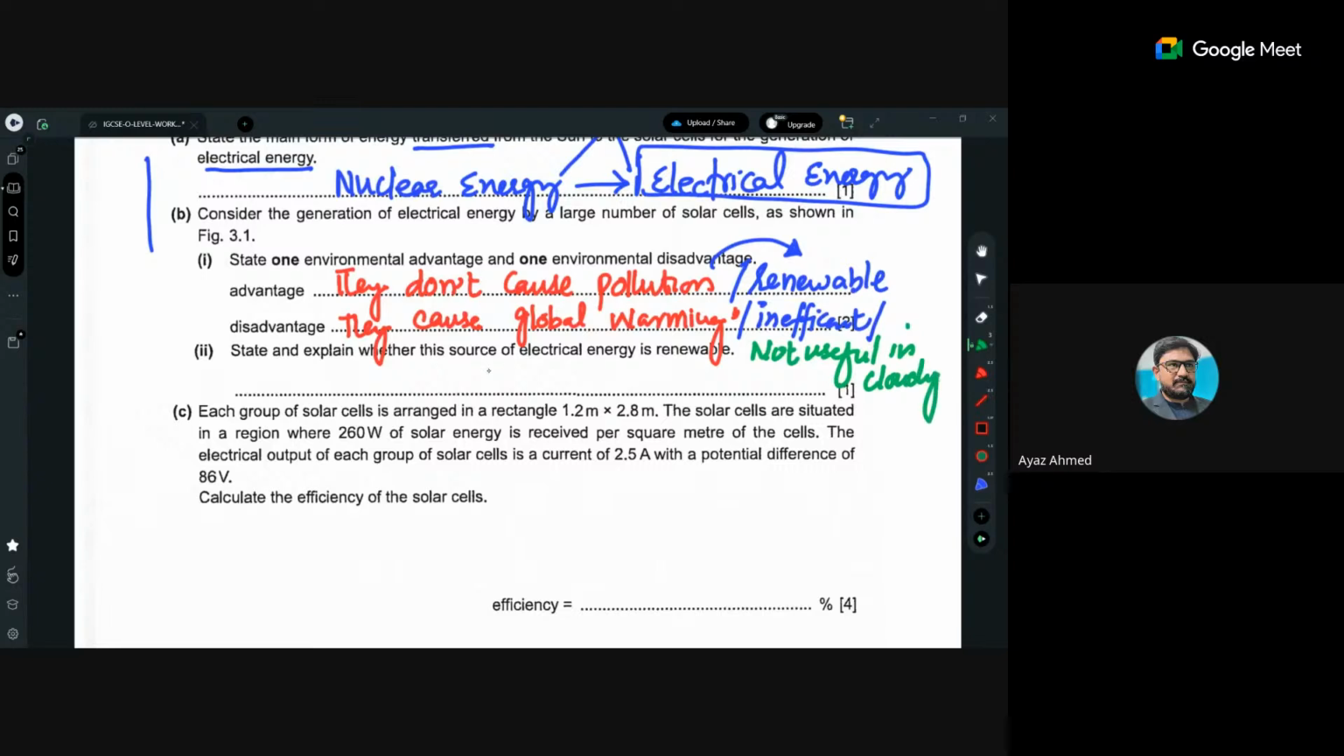State and explain whether this source of electrical energy is renewable. So yes, I told you that it is renewable, because solar energy is that much in amount that we consider it is not being used up by the solar panel or solar cell. This is a very interesting, important and trending question.